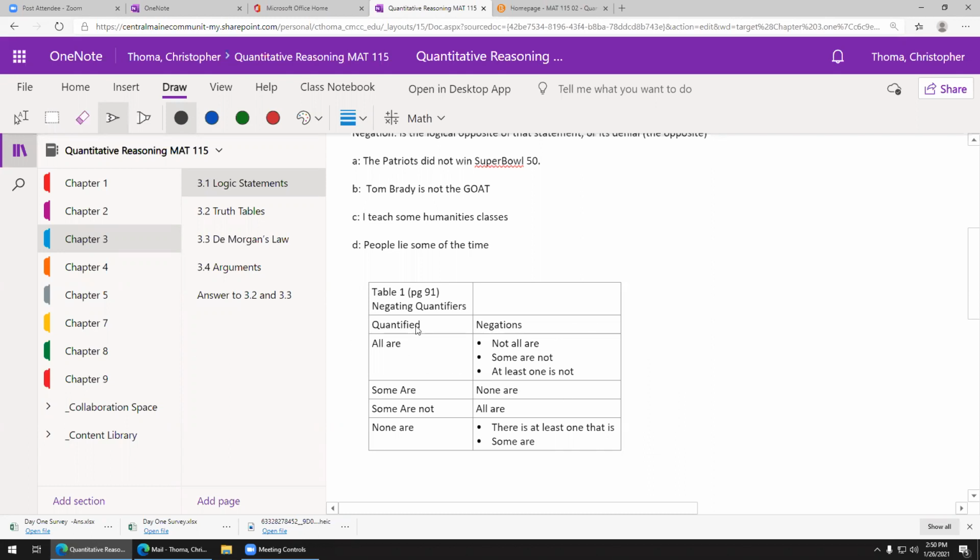So this table helps with your negation. If your statement has an all in it, then the negations are not all, some are not, or at least one is not, because you are just looking for that one opposite to make it not the same statement. And if you use the word some, that is where you get to do the opposite of none. Then you have some are not, and then all are, and then none are, and there is. So this table will help. I would definitely keep this for when you're doing the Hawks as your grades, or when it comes down to the test.